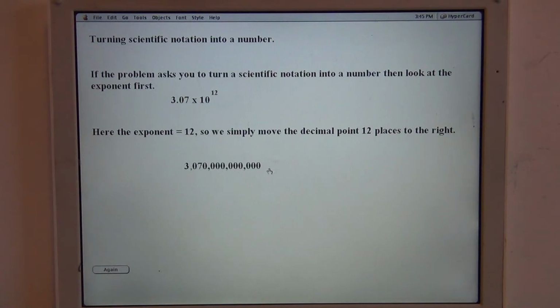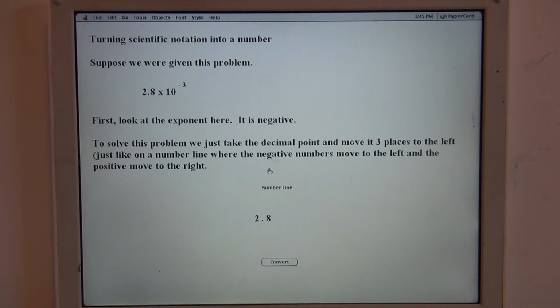Let's take a look at another one. So suppose we are given this problem, 2.8 times 10 to the negative 3. The exponent is negative here. Now, we look at the exponent and we see that it's negative. To solve this, we just take the decimal point and move it 3 places, not to the right, we move it to the left. Picture a number line.